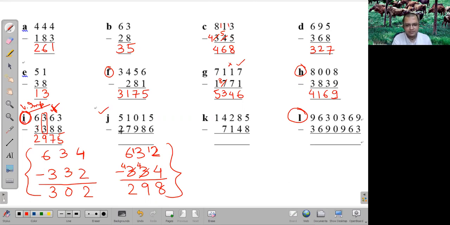5 minus 3 equals 2. Yes. And 1 becomes 11. 11 minus 7, 4. 11 minus 8 equals 3. Yes. And then 10 minus 10, it becomes 0. Yes. And then 11 minus 9 equals 2. And then 15 minus 6 equals 9.